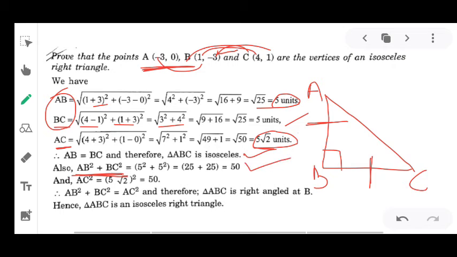Okay, and AC square is (5 root 2) whole square, so 5 square is 25, root 2 into root 2 is 2, so 25 into 2, that is 50. Okay, so now we can write AB square plus BC square equal to AC square. That means ABC is a right angle triangle and also it is an isosceles. That means triangle ABC is an isosceles right angle triangle.